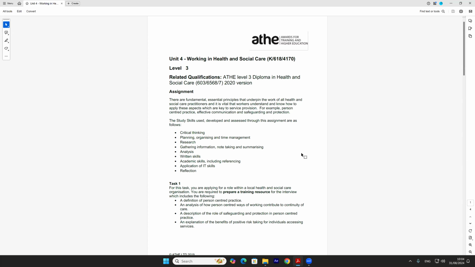So in this study, we will develop and assess through a few of the points which are mentioned in the bullet points, like critical thinking, planning, organization, and time management, research, gathering information, note taking, and summarizing, then analysis, written skills, academic skills, including referencing, application of IT skills, and reflection.